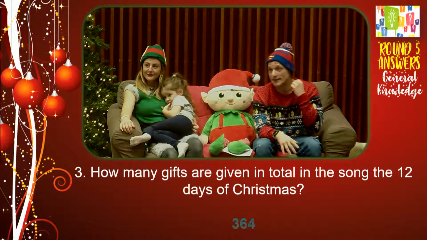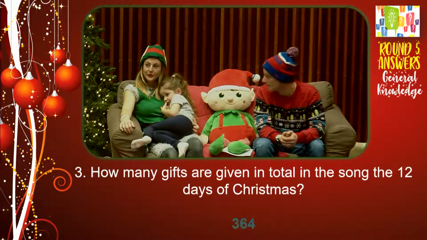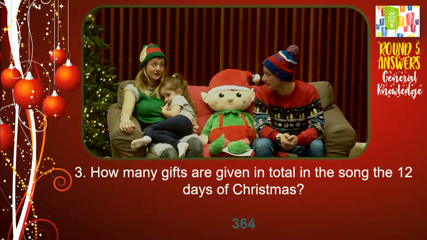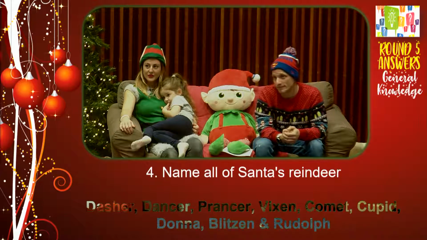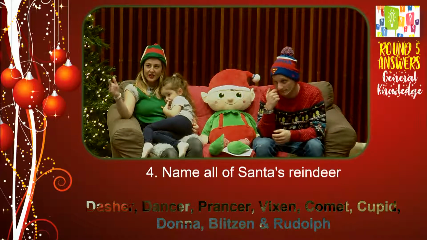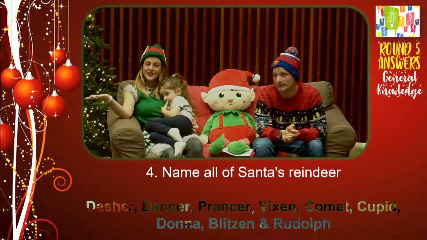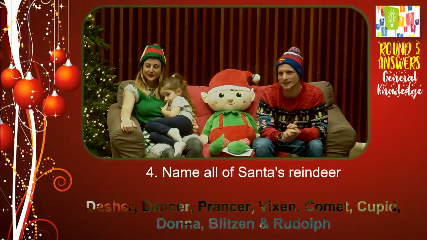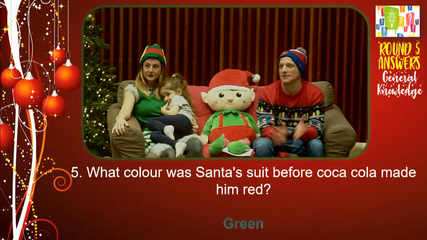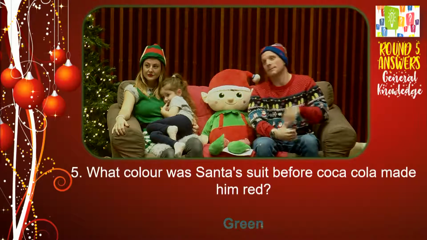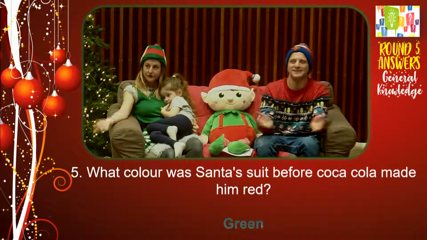Question number 3. How many gifts are given in total in the song The 12 Days of Christmas? It is 364. That is a lot. Number 4, name all of Santa's reindeer. Here we go. Dasher, Dancer, Prancer, Vixen, Comet, Cupid, Donner, Blitzen and Rudolph, the red-nosed reindeer. Question number 5. What colour was Santa's suit before Coca-Cola made him red? It was, of course, green.